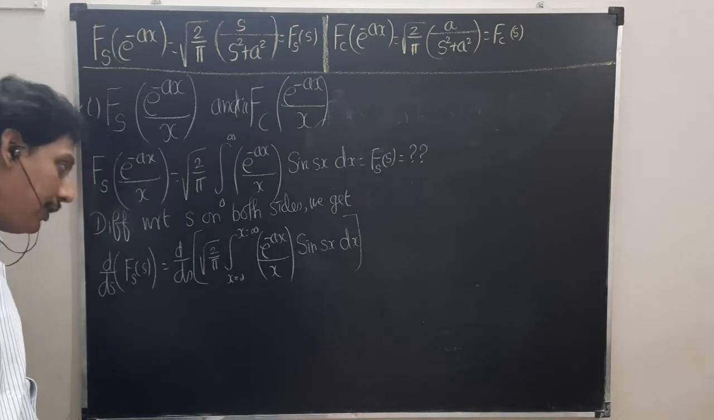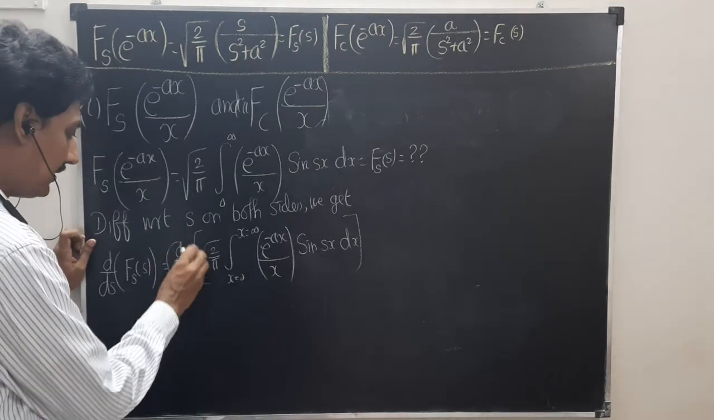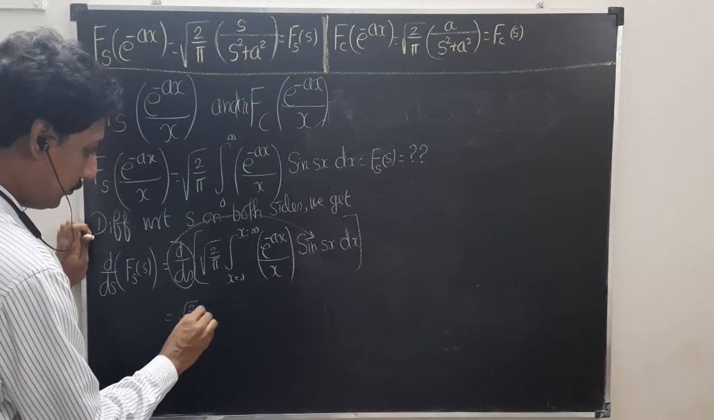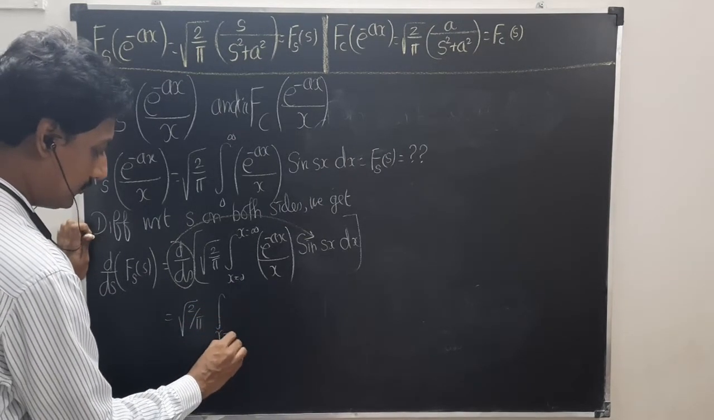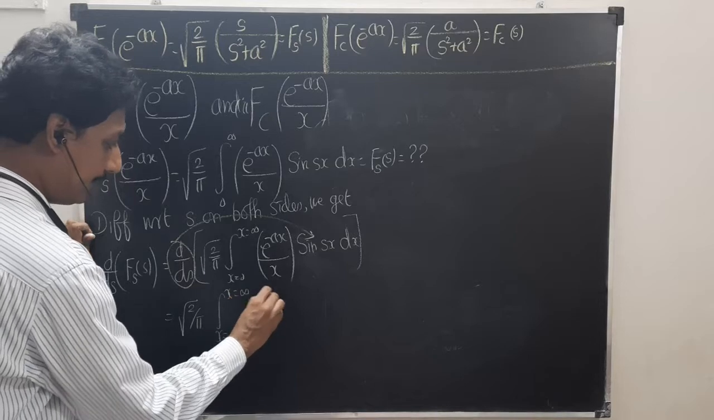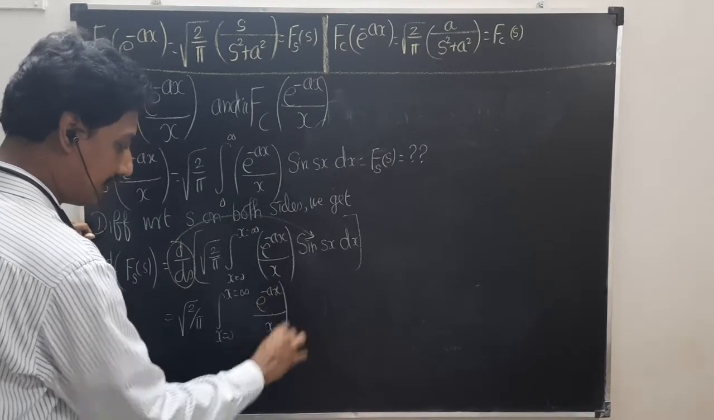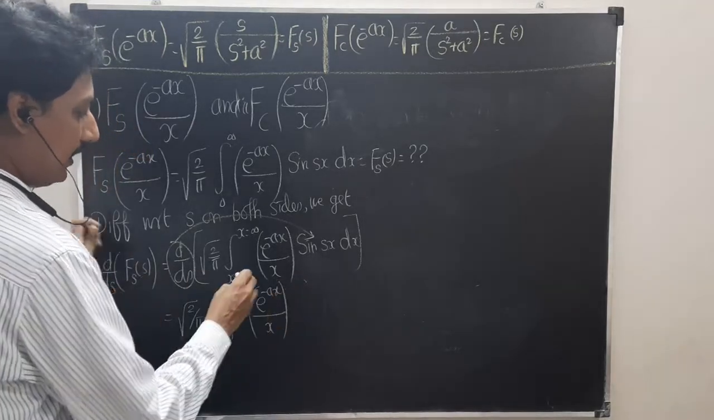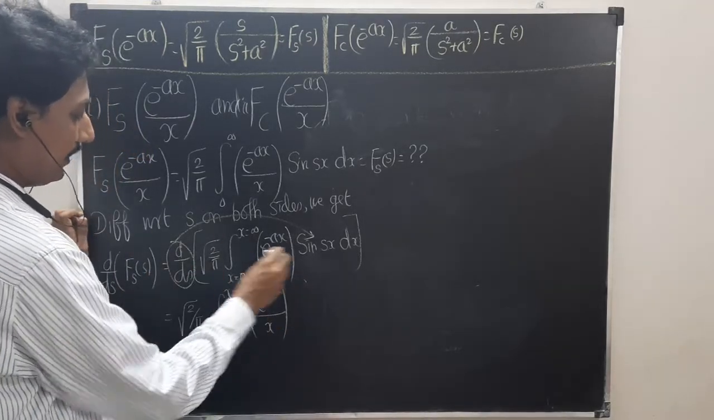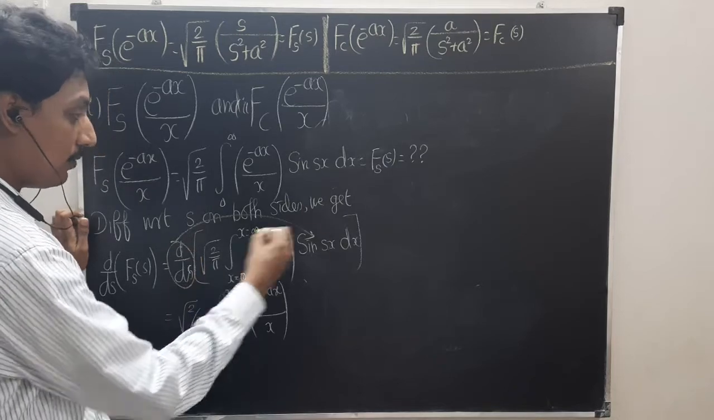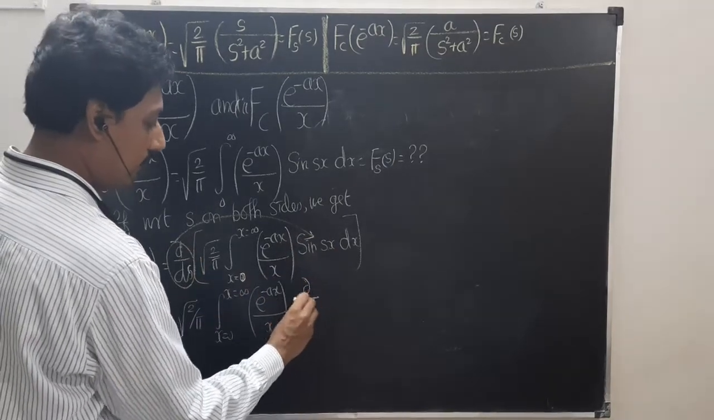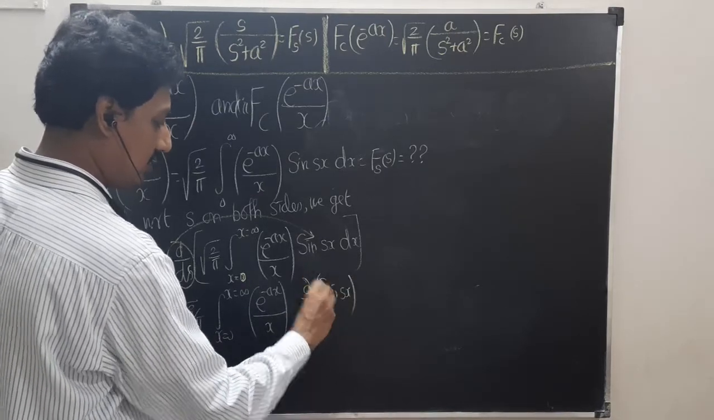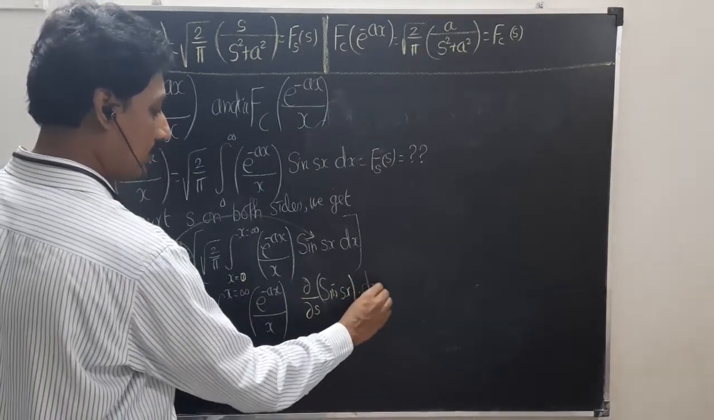When differentiating with respect to s, the term e to the power minus ax by x is free from s. So d becomes dou, because x is the integrating variable and s is the differentiating variable. We have more than one variable, so the idea of partial differentiation comes in. So we get dou by dou s of sine sx.